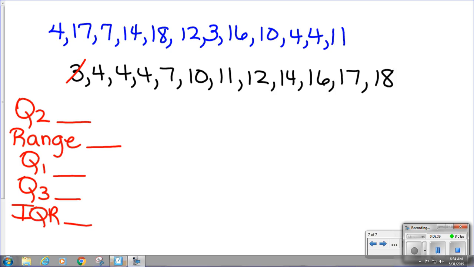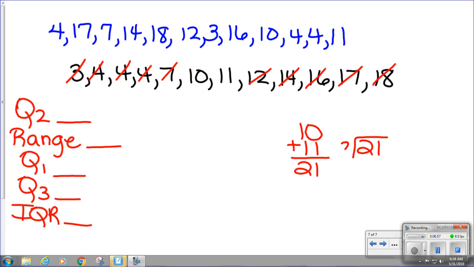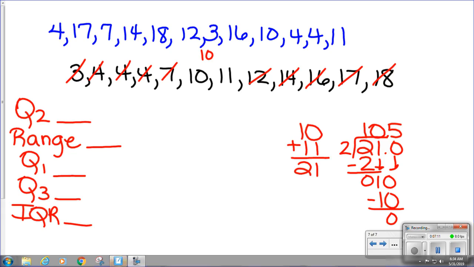I'm going to start finding my Q2, or my median. I end up with two numbers in the middle, so I'm going to add 10 plus 11 and divide that by 2. I get 10.5. Going to place that up above and circle it.